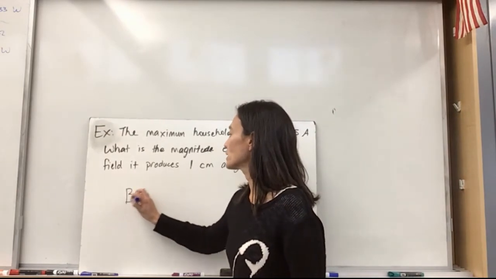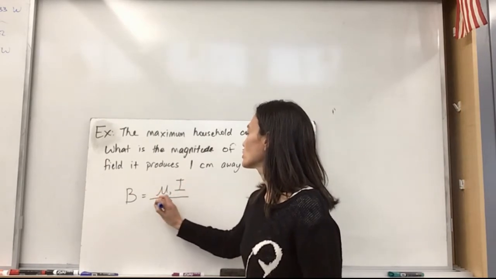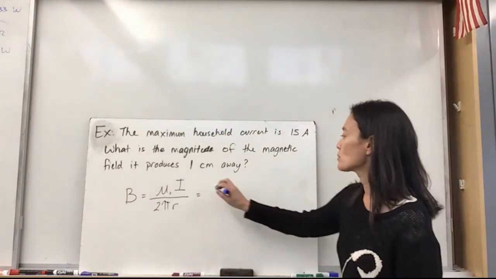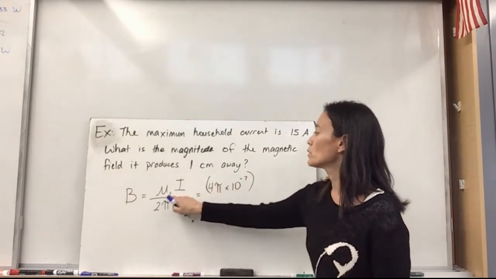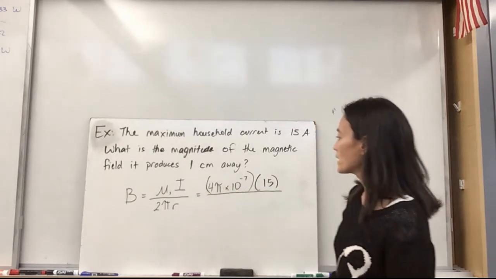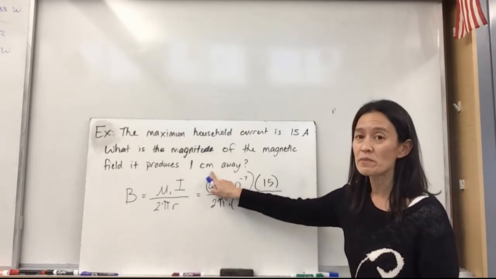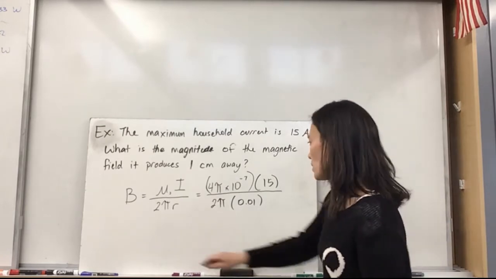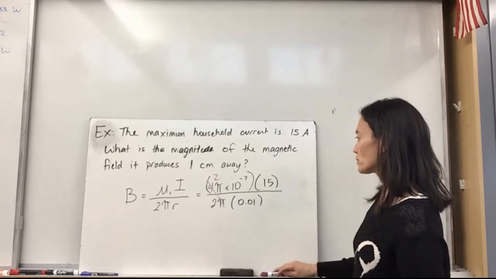The equation for the magnetic field near a wire is mu naught I over 2 pi r. So mu naught, remember that's the permeability of free space, so 4 pi times 10 to the negative 7 is that mu naught value. I is just 15, divided by 2 pi, and our radius is 1 centimeter. We do need to be in meters, that would be 0.01 meters. Our 2 pi, 4 pi, that should cancel out to 2 on the top. So you should be able to calculate this.